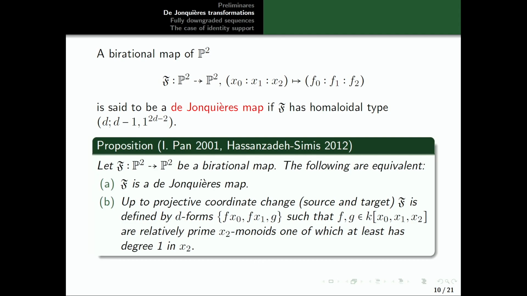Then F is a de Jonquière map if and only if, up to projective coordinate change in source and target, it is defined by the forms fx0, fx1, g, such that f and g are relatively prime monoids in which have degree 1 in the variable x2.